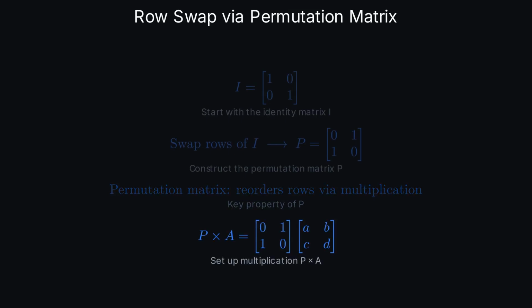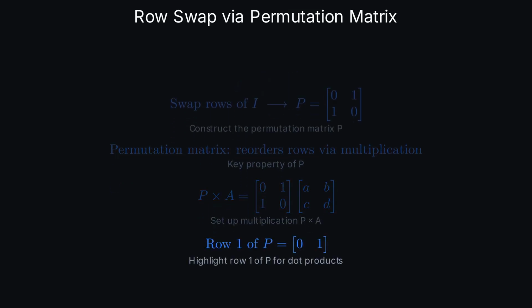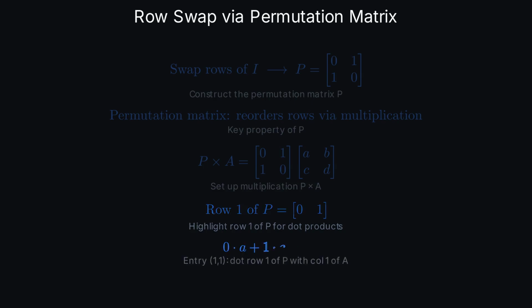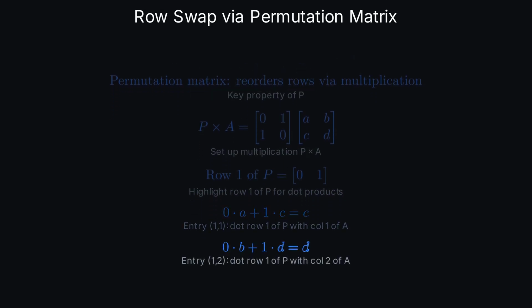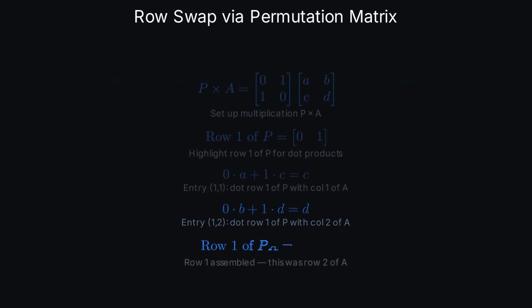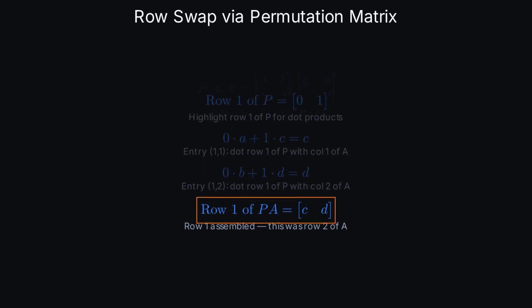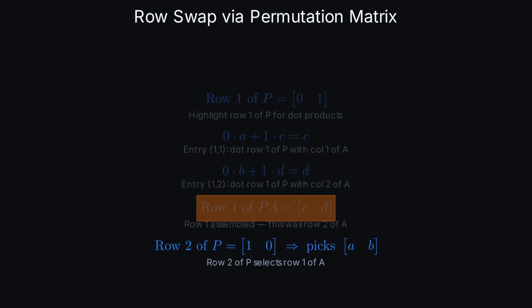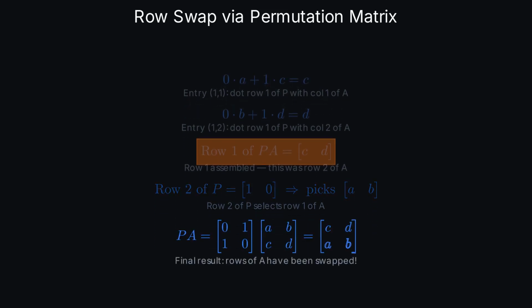Now let's multiply P times A. Row 1 of P is the vector 0, 1, dotted with column 1 of A. 0 times A plus 1 times C equals C, dotted with column 2 of A. 0 times B plus 1 times D equals D. So row 1 of the result is C, D. Row 2 of P is the vector 1, 0, which picks out A, B. The final product P times A equals the matrix with C, D in the first row and A, B in the second row. The rows have been swapped exactly as intended.